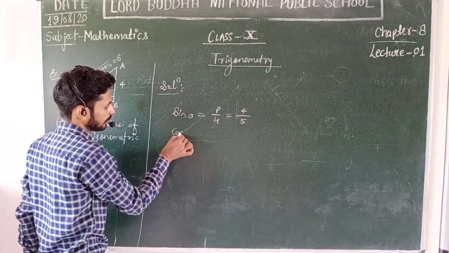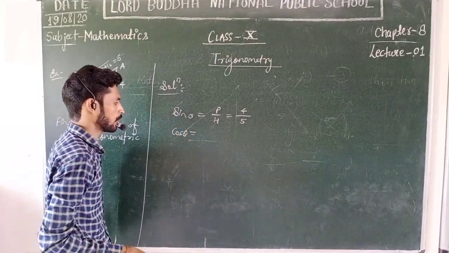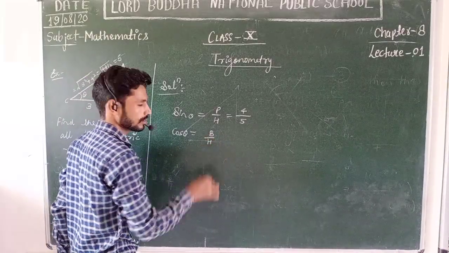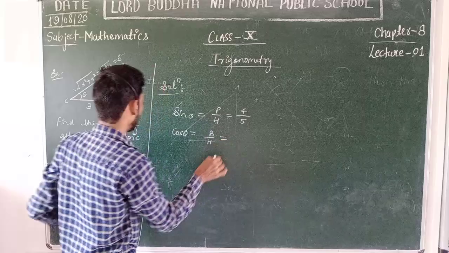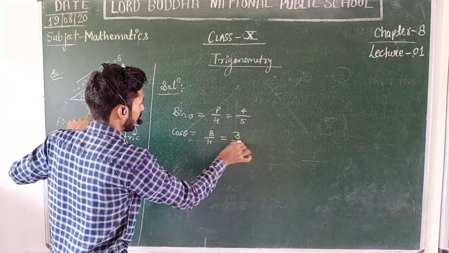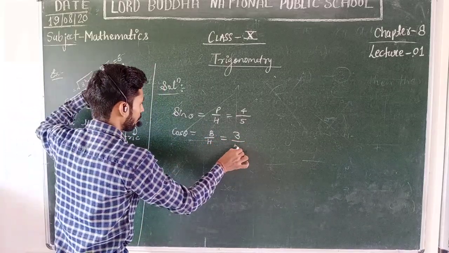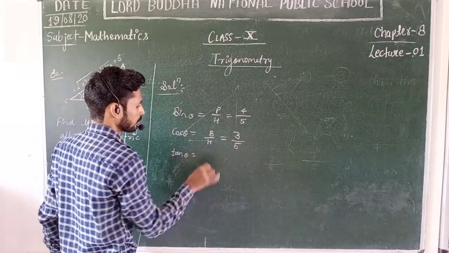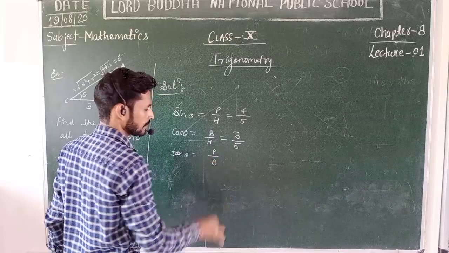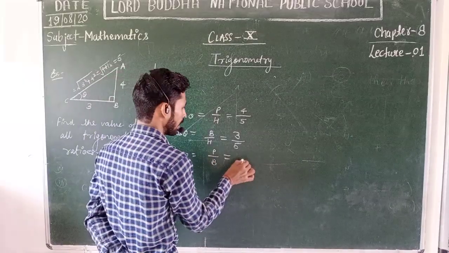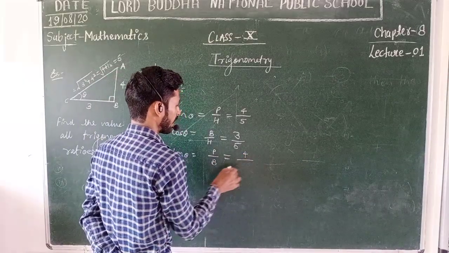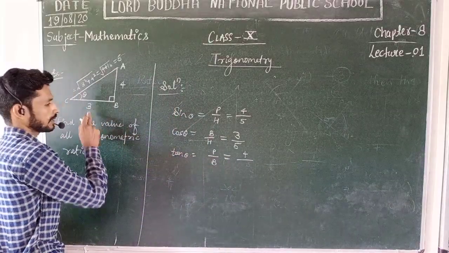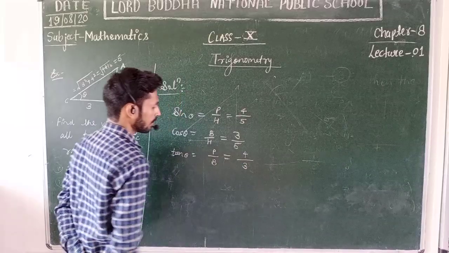Next one is cos theta. What is the value of cos theta? Cos theta equals base upon hypotenuse. What is the value of base? 3, and the value of hypotenuse is 5. Next one is tan theta, that is equal to perpendicular upon base. So write here perpendicular is 4 and the value of base is 3. So tan theta equals 4 by 3.